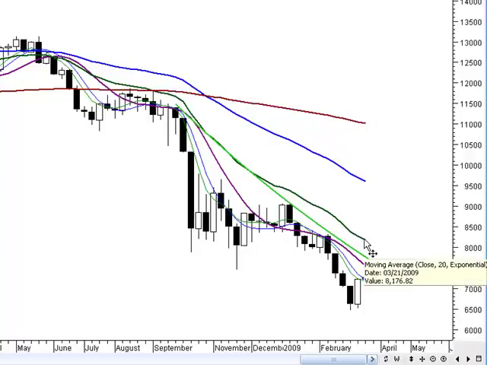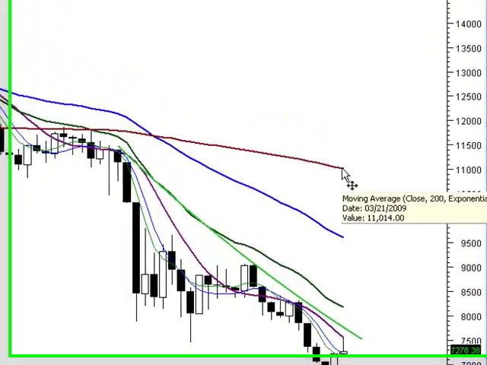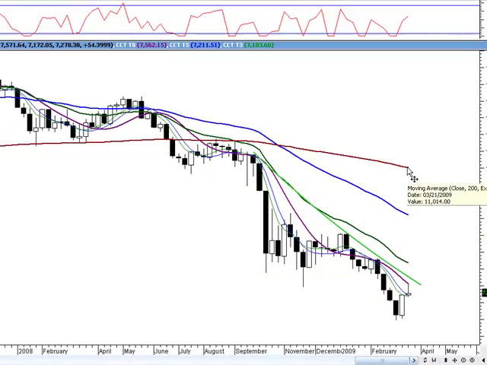There is our 20 EMA at 81.76, which we really need to hold on a weekly basis to note that a short-term bottom has been put in on a weekly basis. Up above here is the 50 at 96.02, and we're still at 11,000 on a weekly basis for the 200 period moving average.